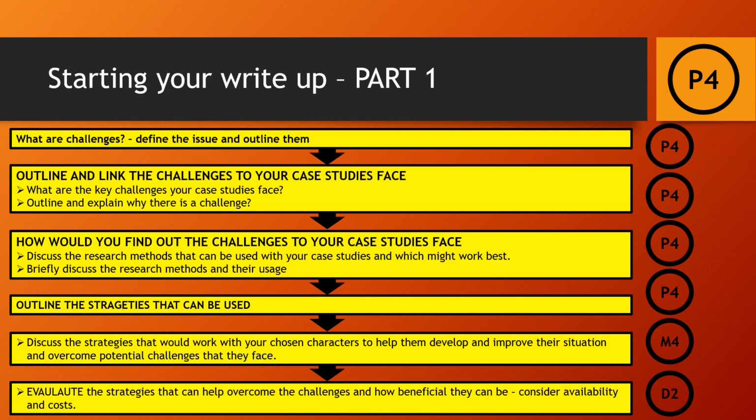Move on to the strategies. What are the strategies? That's a lot. This is all the P4, outlining the key information. And then moving on to the merit, what would be the best strategy to use with your case study characters? How is it going to help them overcome barriers and challenges? And then the evaluation might be thinking about how beneficial is it going to be? How available are these services? What is the cost? Is it going to make a significant difference? Is it going to be high impact?